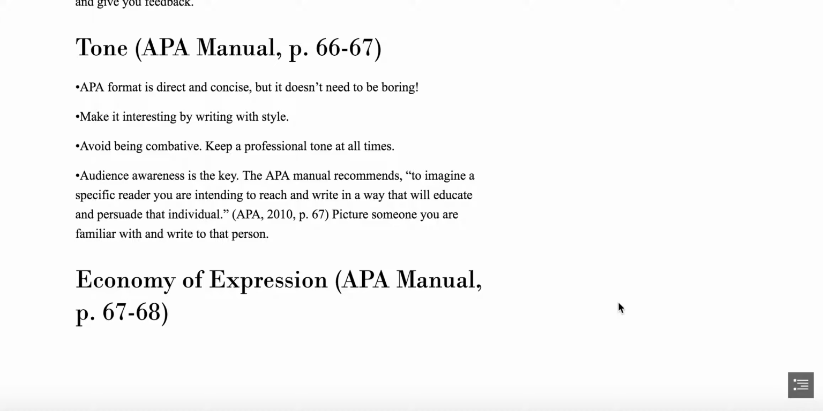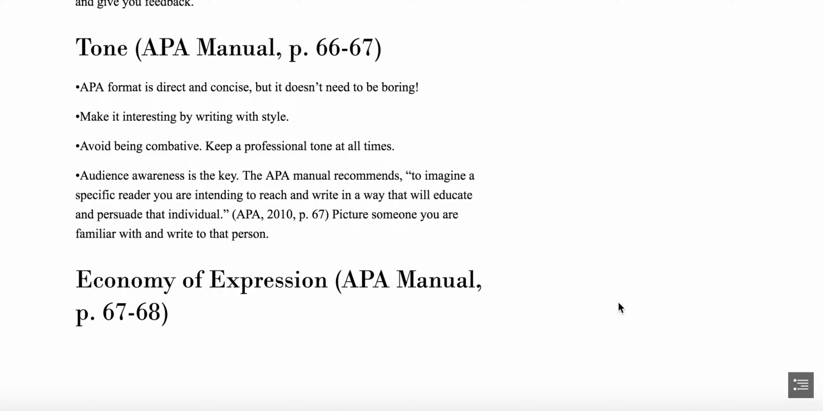Your audience awareness is the key for this. The APA manual recommends to imagine a specific reader you are intending to reach and write in a way that will educate and persuade that individual. Picture someone you are familiar with and write to that person.